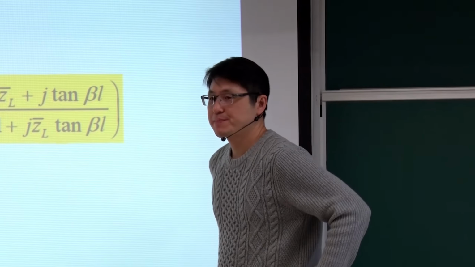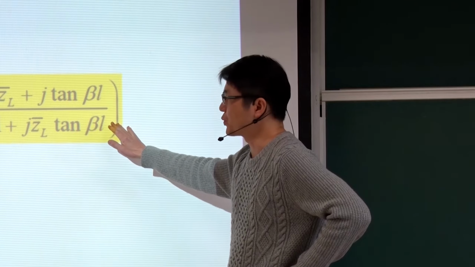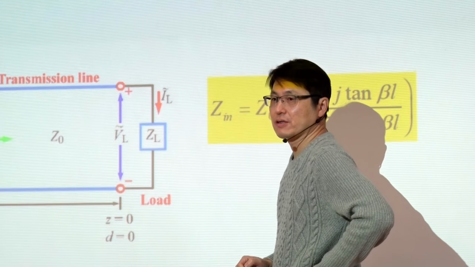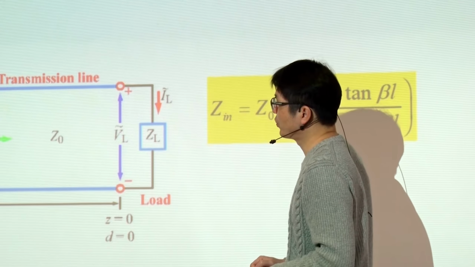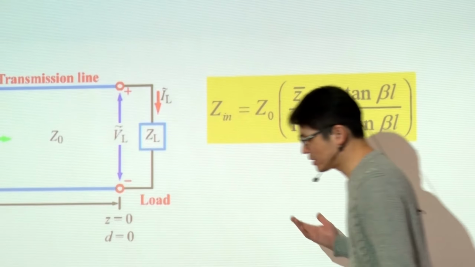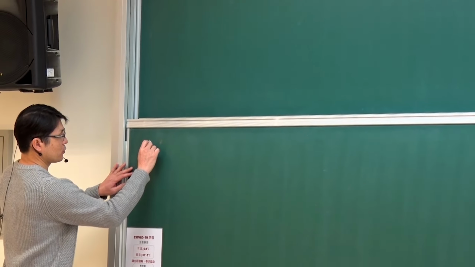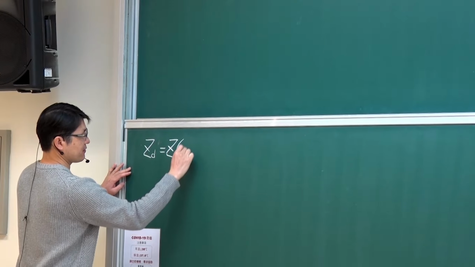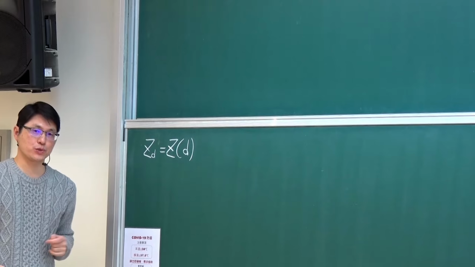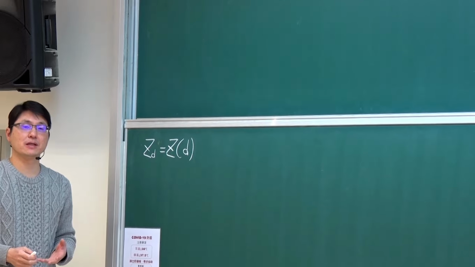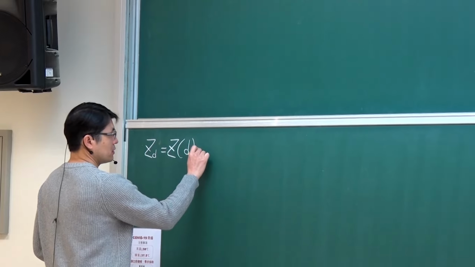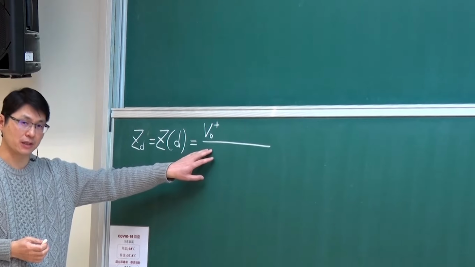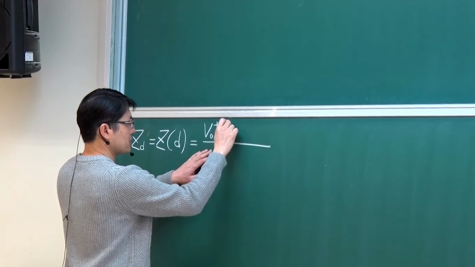So I thought it's better for me to derive this equation for you. Last time we defined the so-called wave impedance. The wave impedance, Z(d), as a function of distance along the transmission line, including the load impedance, is the total voltage as a function of space divided by the total current as a function of space.